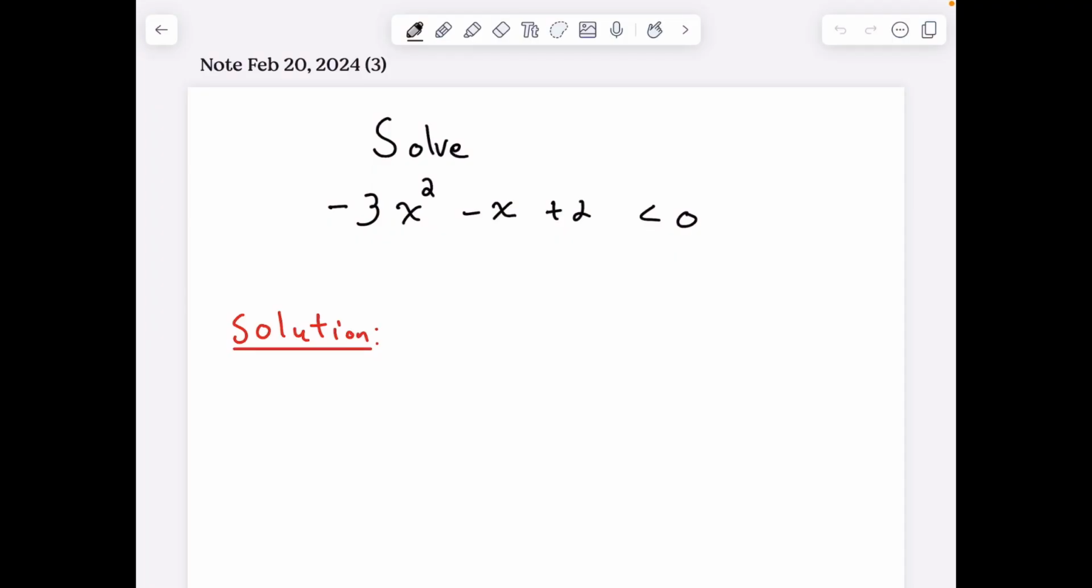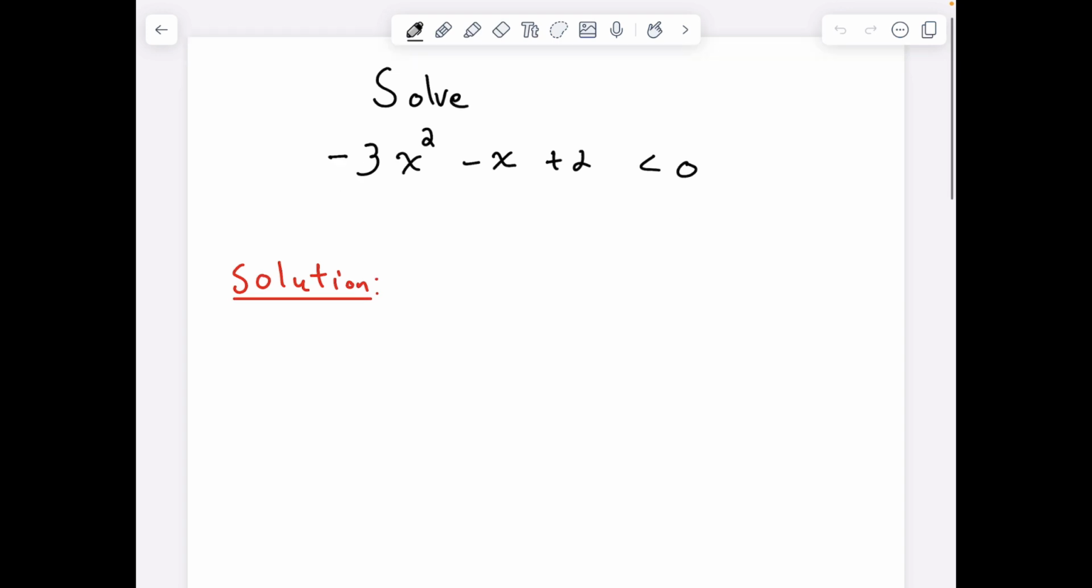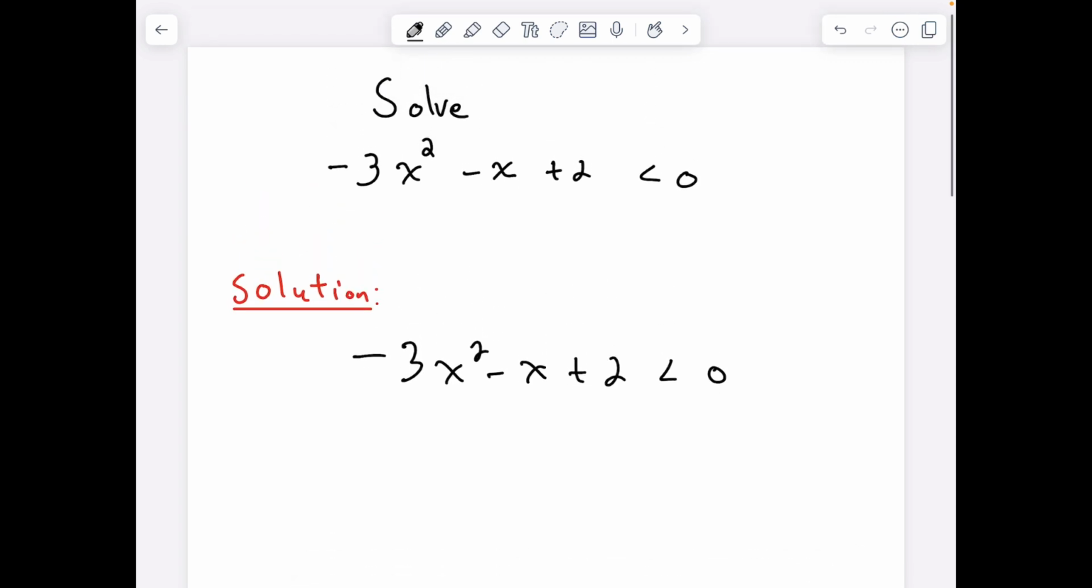All right, hello everyone. So today we have a quadratic inequality that we're solving. We're solving -3x squared - x + 2 < 0. My first step would be this: I'm going to divide both sides of the inequality by -1. If we do that, you get 3x squared + x - 2 > 0.